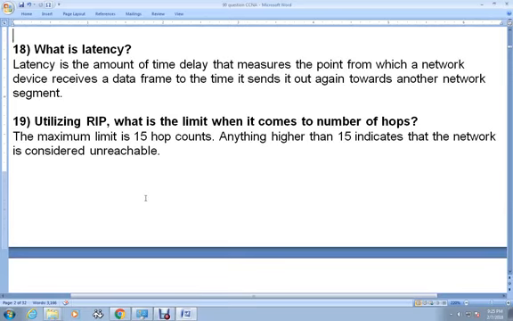Next question, guys: utilizing RIP, what is the limit when it comes to the number of hops? So basically it is 15 hops. Okay, anything higher than 15 indicates that the network is considered unreachable.